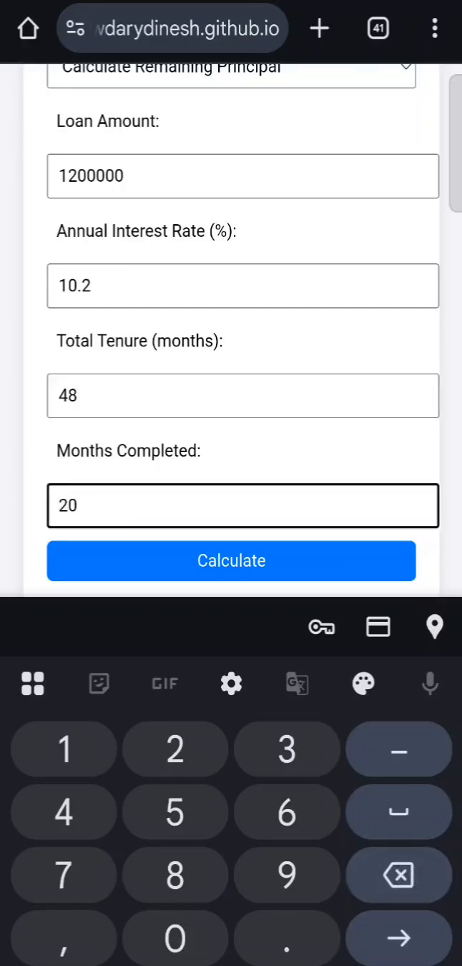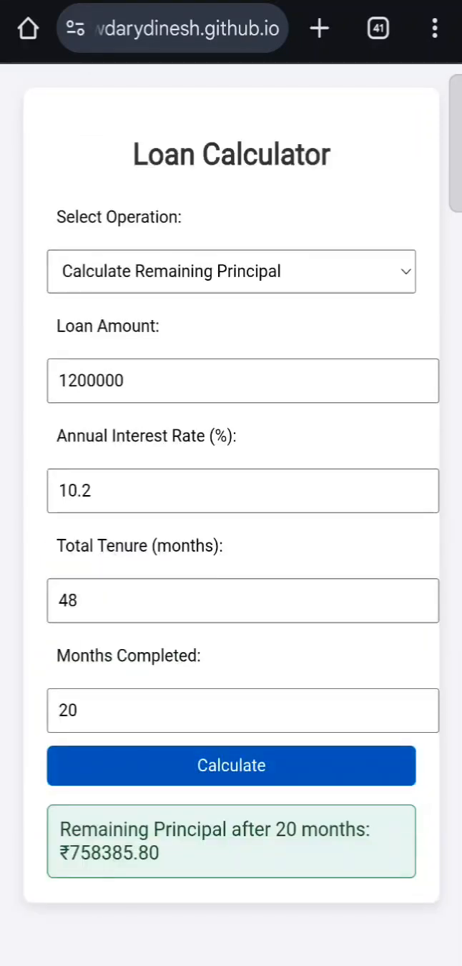So if you look at this, he wants to find out, after 20 months of EMI, how much principal is still remaining. So he wanted to find out the principal remaining after paying EMI for 20 months. That is the case. The remaining principal after 20 months of EMI is like 7 lakh 58,000, right?